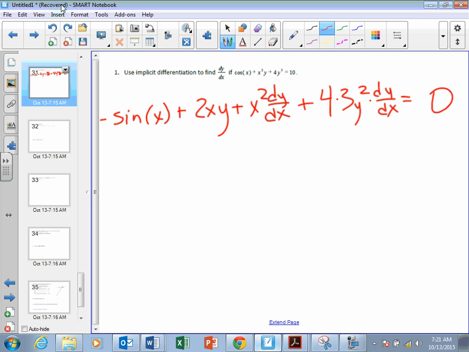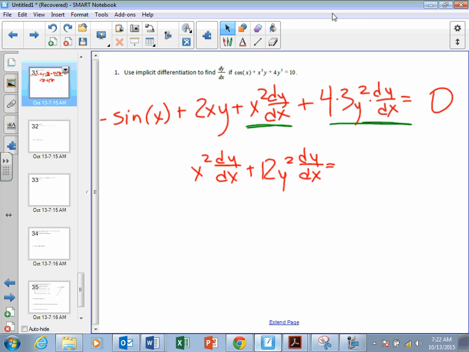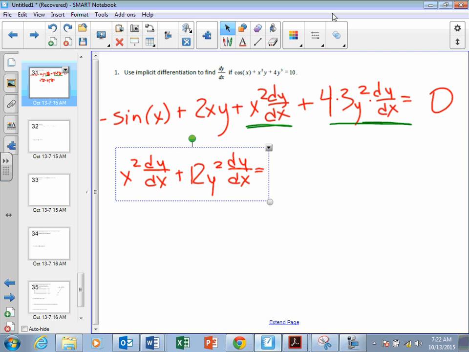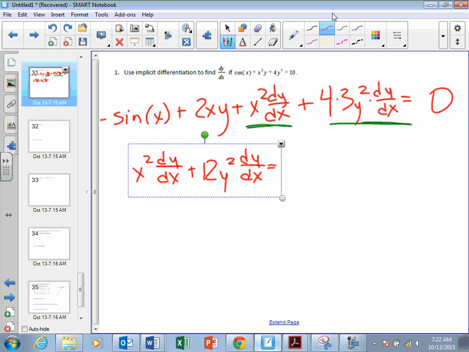All right, so now I have 1, 2, 3, 4 terms, and this one right here has a dy/dx. This one right here has a dy/dx. I'm going to leave those on this side and move the other ones to the other side. So I have x squared dy/dx plus 12y squared dy/dx equals, and I have this horrible habit of being about to run out of room, equals, then it's going to be positive sine of x minus 2xy.